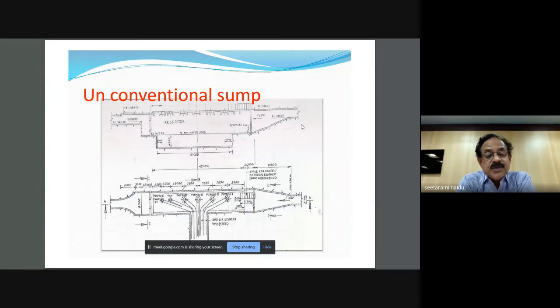But the situation is that they have floated the tender, ordered for the pumps, and the work was started. At this stage, they approached CWPRS, but they said, whatever the damage is done, it is done. Now we have to have some modifications and bring it to an acceptable level.